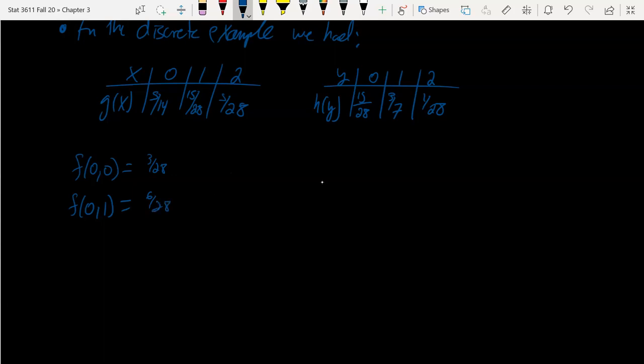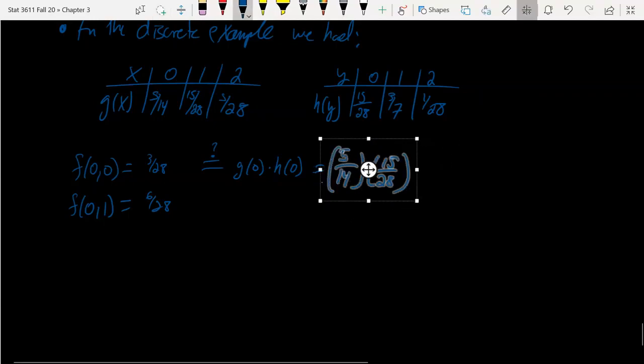Okay, so that's f of 0, 0. So is this equal to g of 0 times h of 0? Let's check. G of 0 is 5/14. H of 0 is 15/28, right? Looks good. So what do we have here then? This is 5/14 times 15. I don't have a calculator on me. Can I get some math help here?